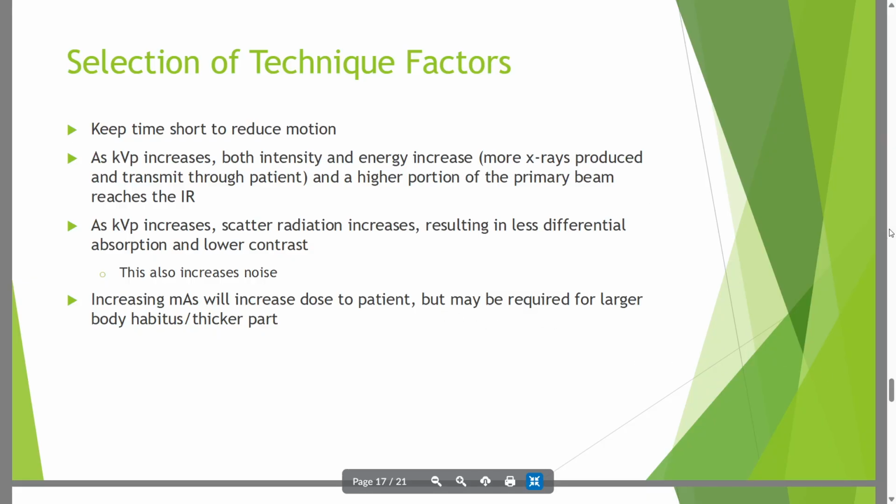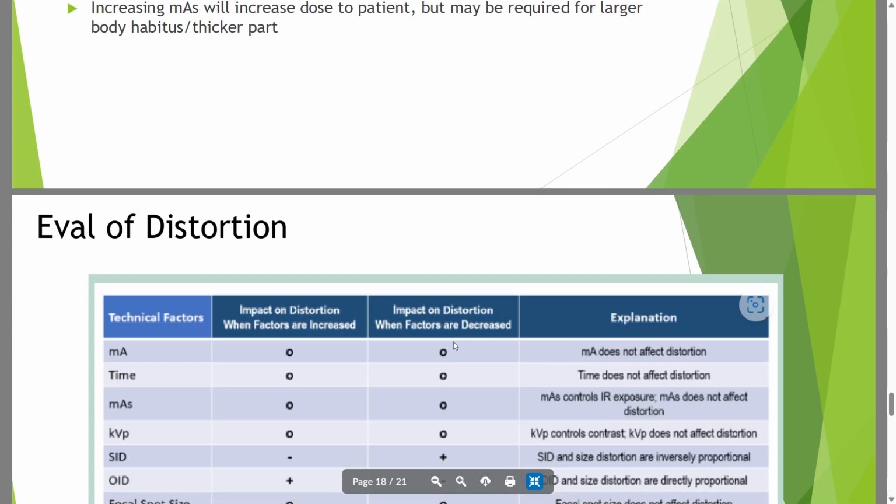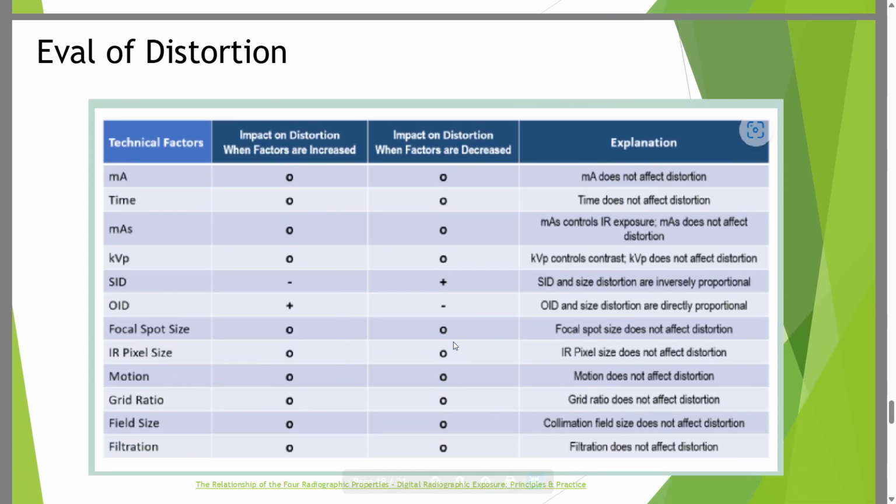Increasing MAS will increase the dose to the patient as well at a much higher rate. But if you have a larger patient or a thicker body part, it might be necessary to get a proper image. Otherwise, you'd have to irradiate them again, and that is an even more increased dose.